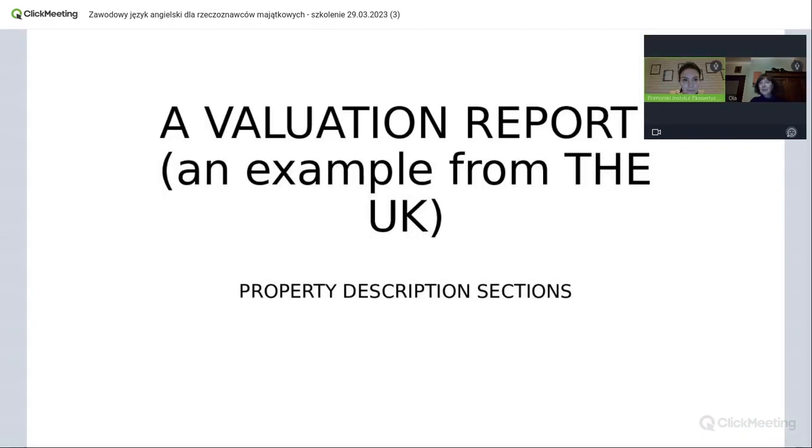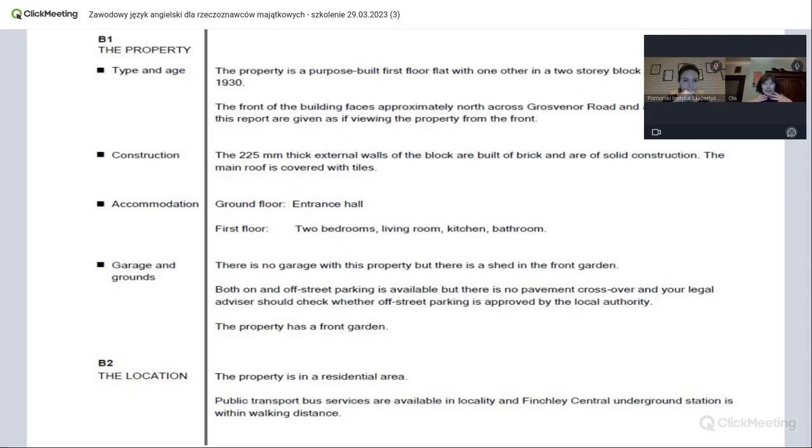Yes, and this is, I removed the address, but I just wanted to show you the way the property is described in England. And you will be surprised. Like here on the left, you've got the key issues, and here is the description. So, okay, type and age. Construction, you know, even the thickness of the walls is given. Accommodation, okay, we also give that. Then garage and grounds, so there is or there is no parking and so on. Front garden, so this is like the general thing.